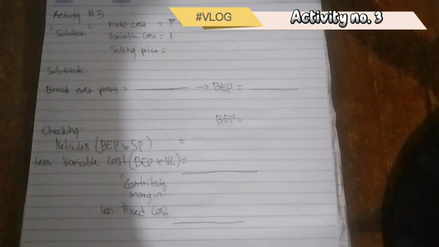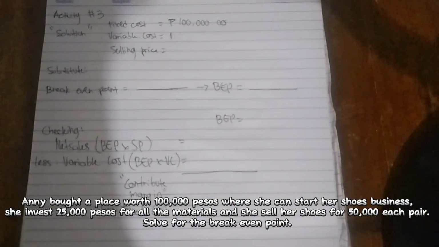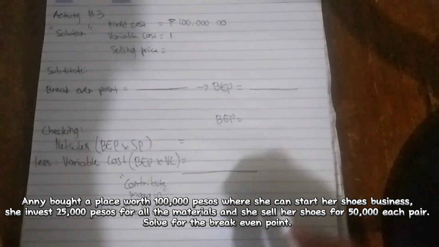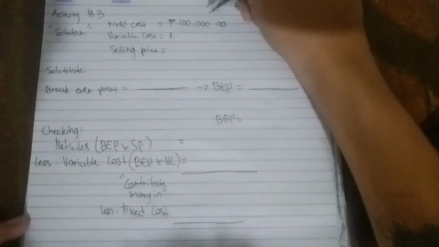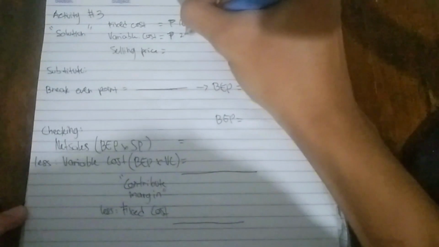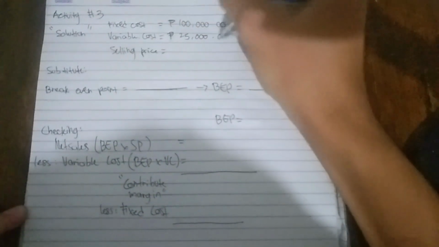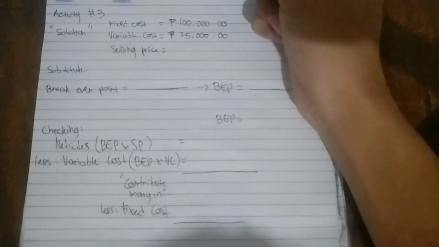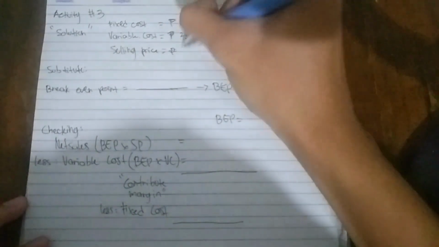Again, I'll read the given problem for this activity. Anna bought a place worth 100,000 pesos. When she can start her shoes business, she invests 25,000 pesos for all the materials and she sells her shoes for 50,000 pesos each pair, sold for the break-even. Let's find the fixed cost, which is 100,000 pesos at variable cost naman na 25,000 pesos. At ang selling price naman na 50,000 pesos.